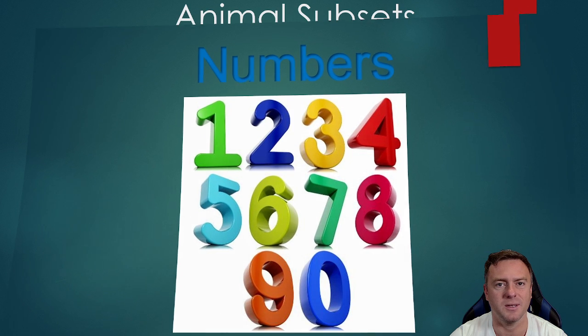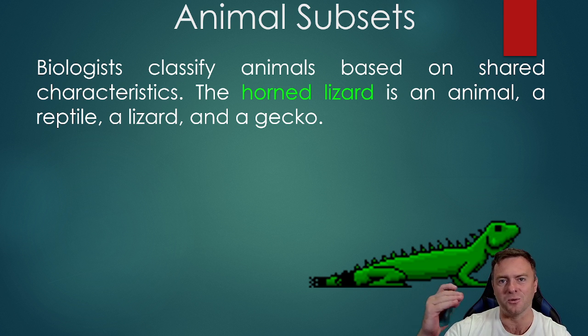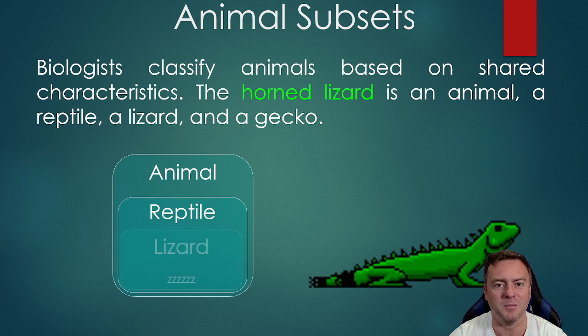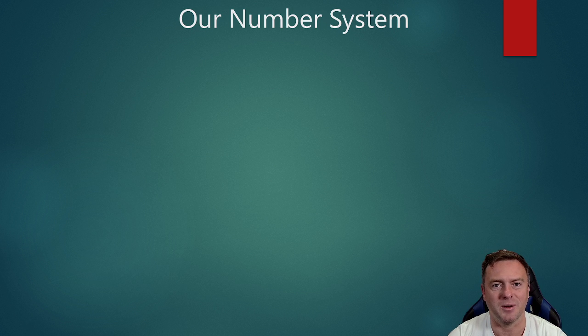So for numbers, if we unpackage that, we're going to do a little bit of math here. A horned lizard is an animal. It's also a reptile, a lizard, or a gecko. So these are all the different subsets that sort of wrap it all up. It can be an animal, it can be a reptile, it can be a lizard, and then it can be a gecko. A similar approach to this has happened in our number system.